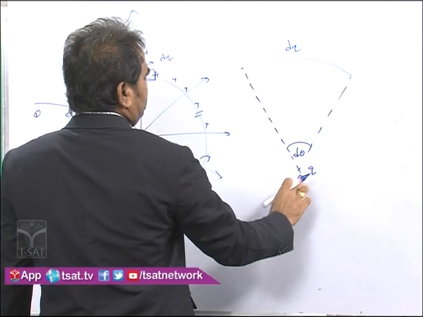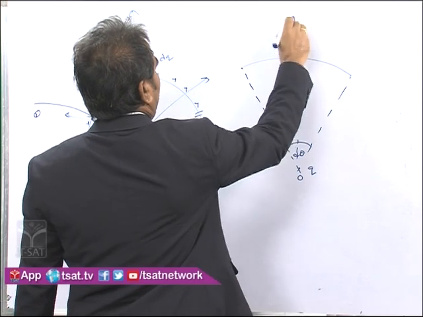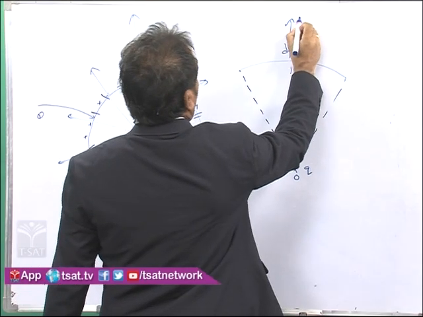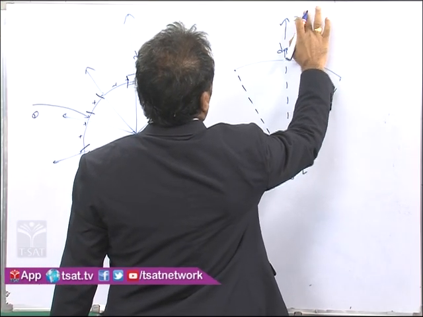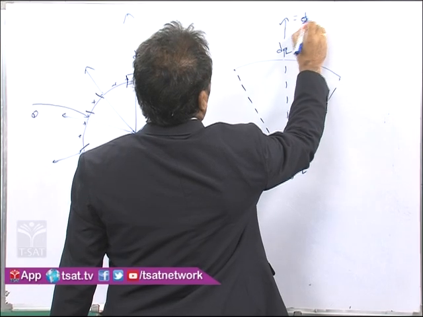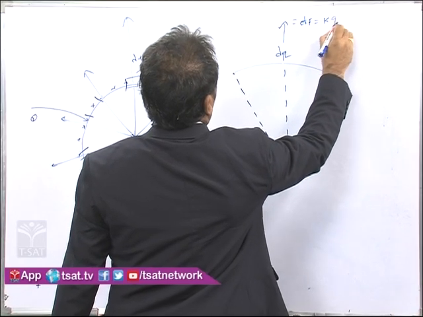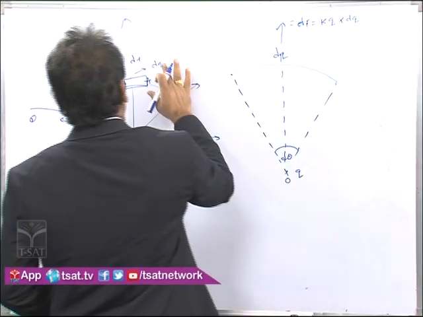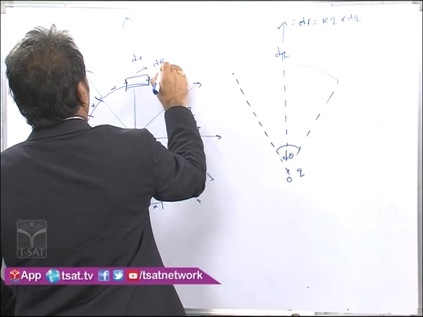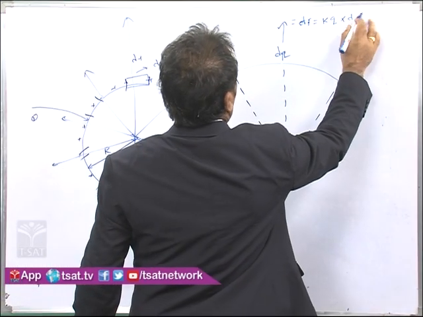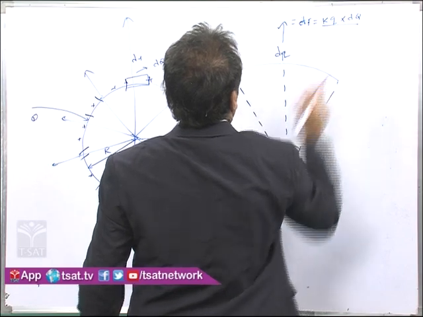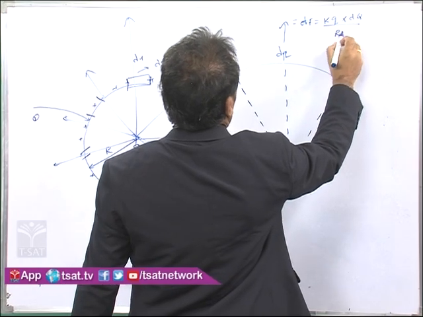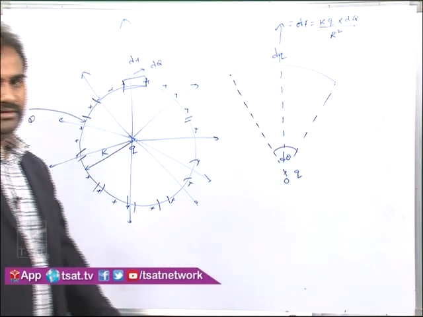When the charge q is placed at the center of the ring, a force is present between this dq charge and the q charge, equal to dF. The force dF is equal to k Q dq upon r square. Capital Q was given here, and capital dq was given, upon r square.